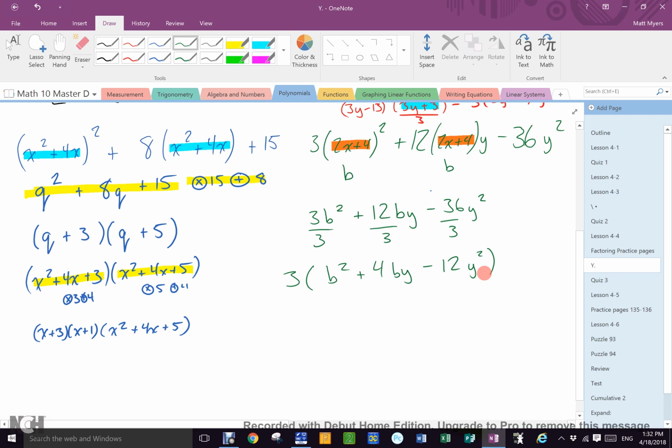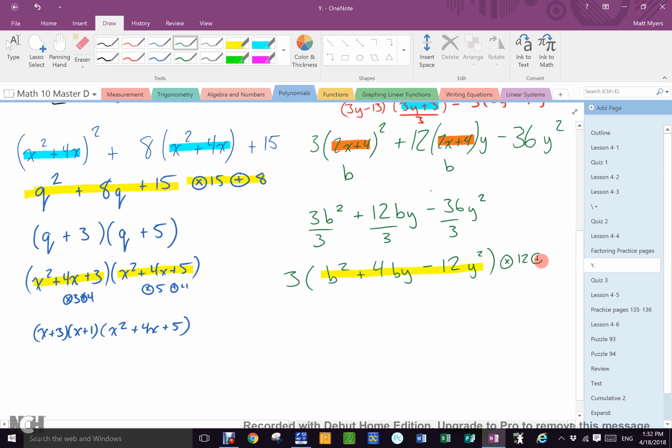Is there anybody that doesn't know what I did there? I divided out a 3. Greatest common factors. First kind of factoring we did. Now, does this look like something we can deal with? Looks a lot like this, doesn't it? Which means I need numbers that multiply to what?